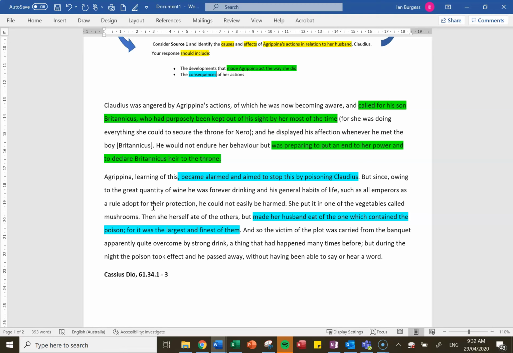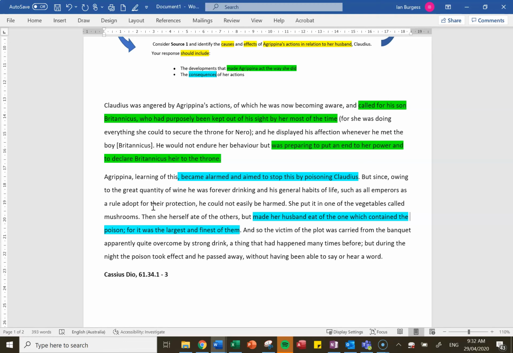Okay. She put it in one of the vegetables called mushrooms. And then she herself ate of the others, but made her husband eat of the one which contained the poison, for it was the largest and finest of them. So she tricked him into eating the poison mushroom by taking some from the same plate herself and being fine. So obviously if I'm eating it, I'm not going to be poisoning myself as well as you.